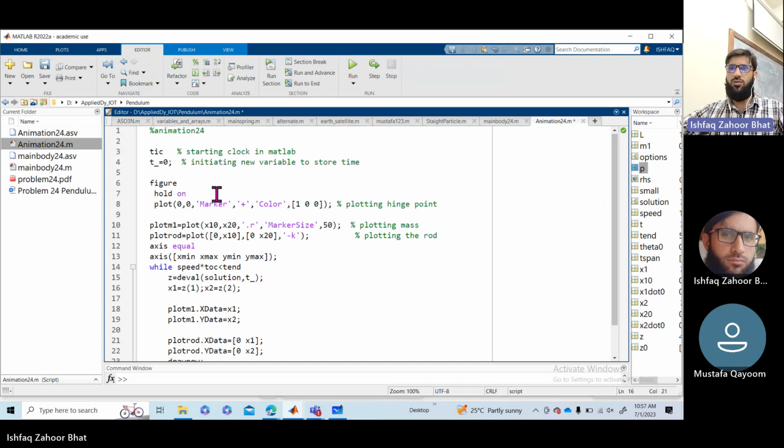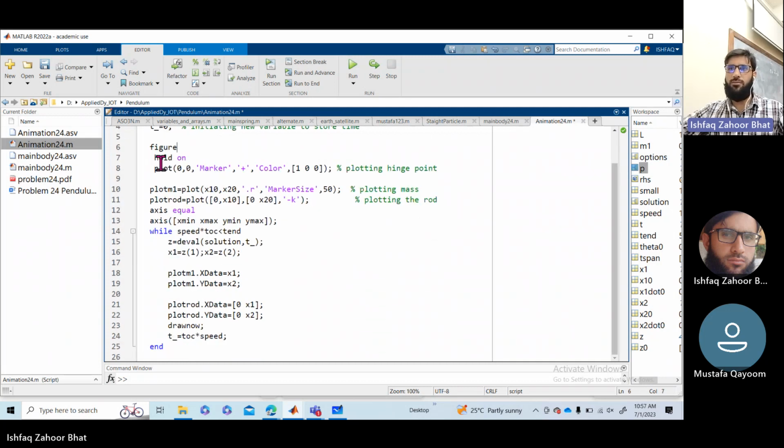Okay. So what have we done till now? We have started our watch. We are storing the time which this clock reads in this t underscore, and then we are plotting our hinge point. We are plotting mass 1. We are plotting the rod. Okay, but see, we know that this mass will not remain at this position. It will change with time.